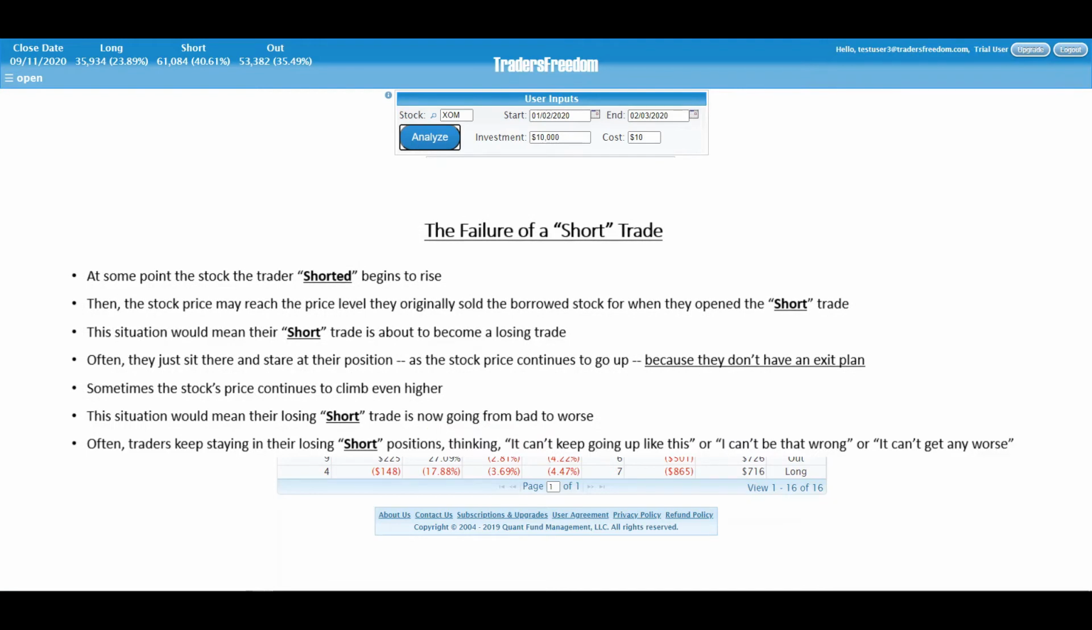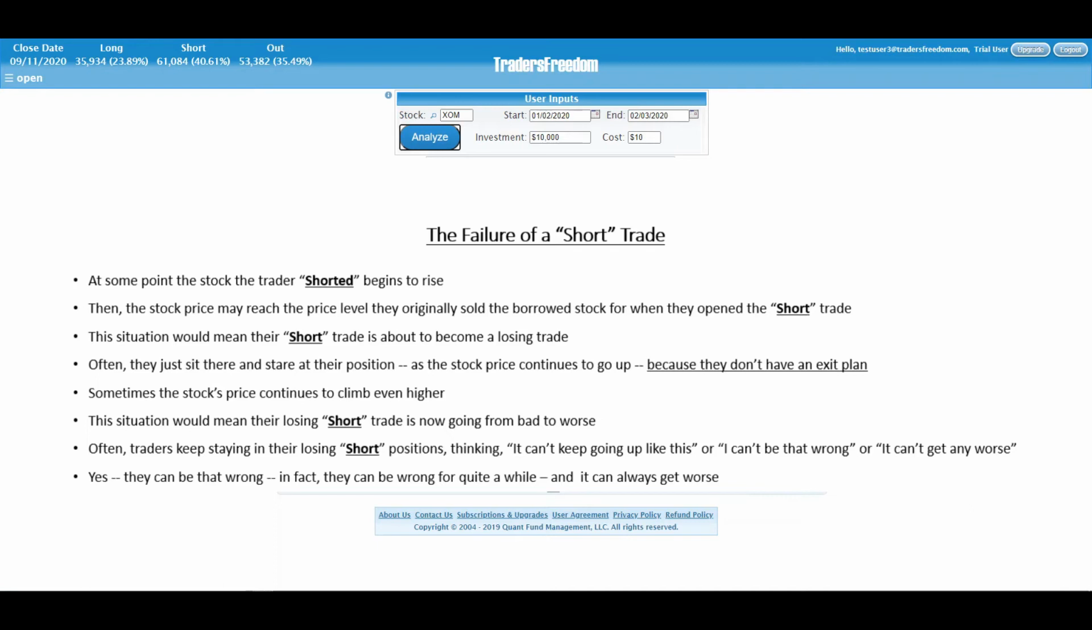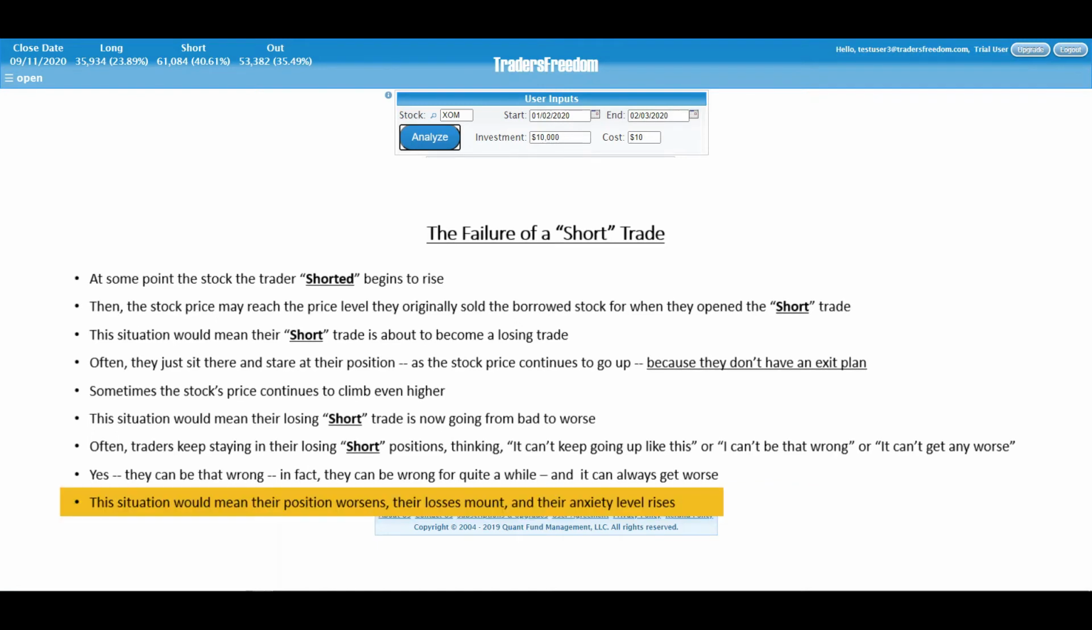So they stay in their position thinking to themselves, well, it can't keep going up like this. I mean, it can't be that wrong. It can't get any worse, can it? Oh yeah, you can be that wrong. You can be wrong for quite a while. And it can always get worse. And your losses will mount and your anxiety level will rise.